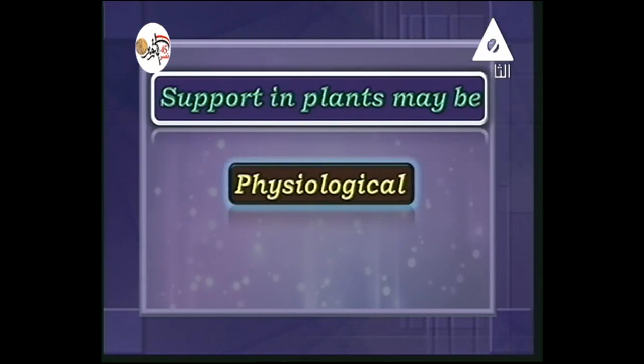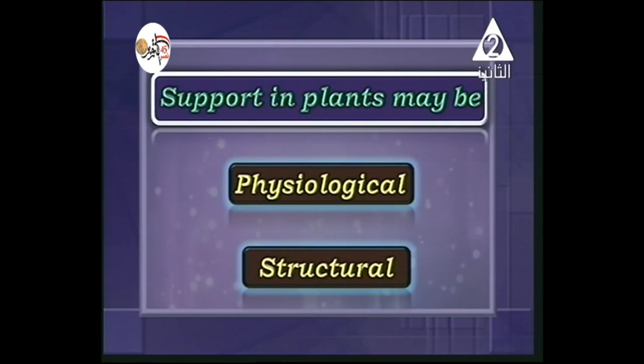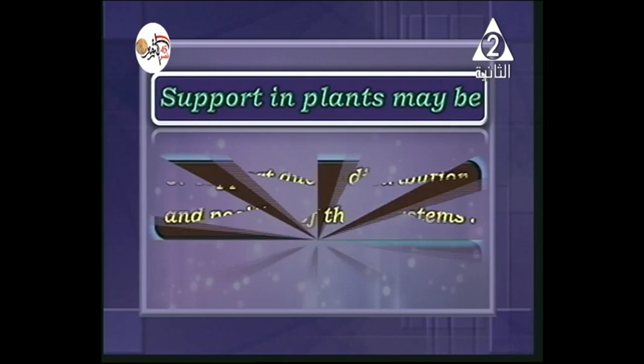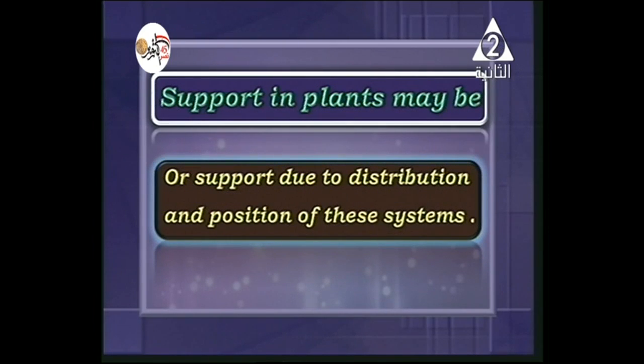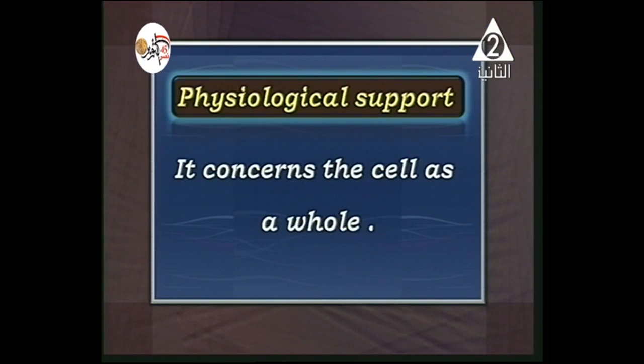Number 1, physiological support. Number 2, structural support, or support due to the distribution and position of these systems. Let's start with the physiological support. Physiological support actually concerns the cell as a whole, or it deals with the cell as a whole structure.